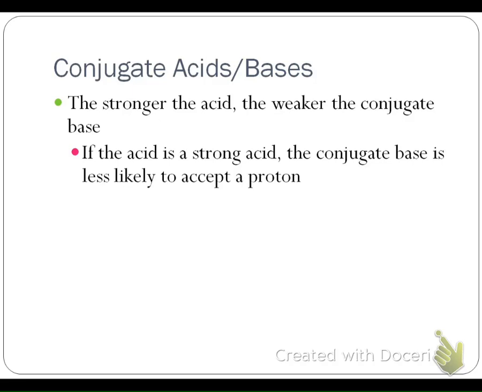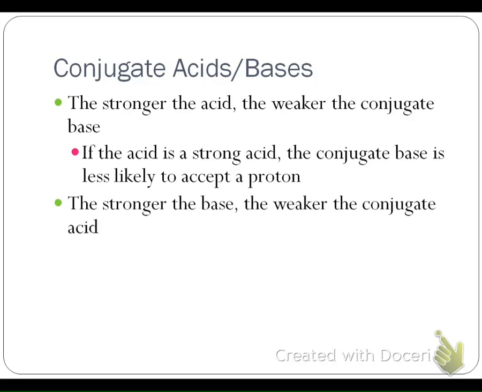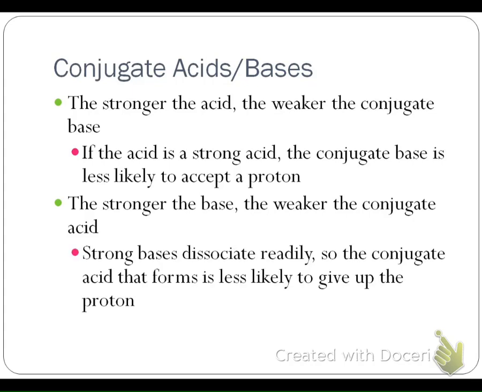The same goes for the vice versa of that. If we have a strong base, that means we have a weak conjugate acid. So those are the relative strengths and weaknesses of our conjugate acid and conjugate base system. If we have a strong base that dissociates readily, the conjugate acid that forms is less likely to give up the proton. So it's not going to want to dissociate very quickly or at all.